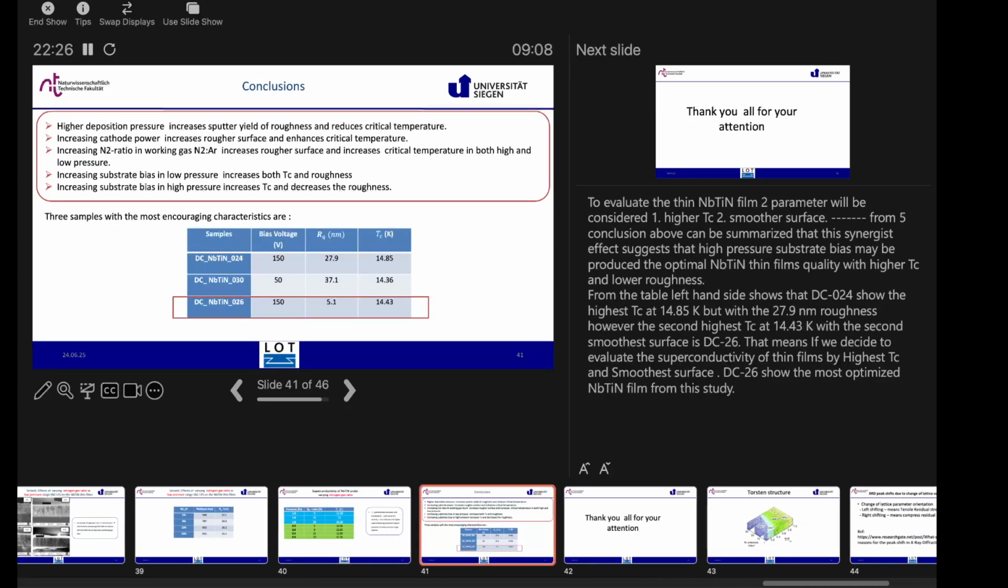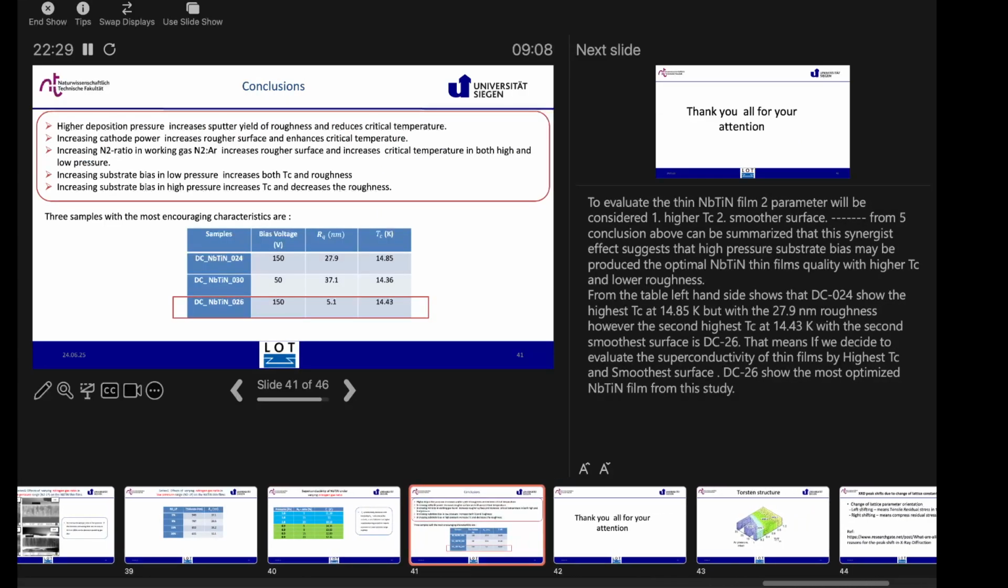Now coming to the last slide, the conclusion. From my master's thesis, we can conclude from four different varying parameters with five conclusions. With higher diffusion pressure, we see decreased Tc with increasing roughness. For the cathode power, when we increase it, we got a rougher surface but higher Tc. The same result occurs by increasing the N2 ratio in both high and low pressure ranges. That means we got a rougher surface but higher Tc.